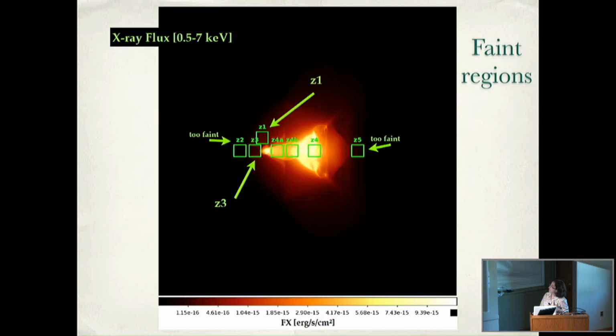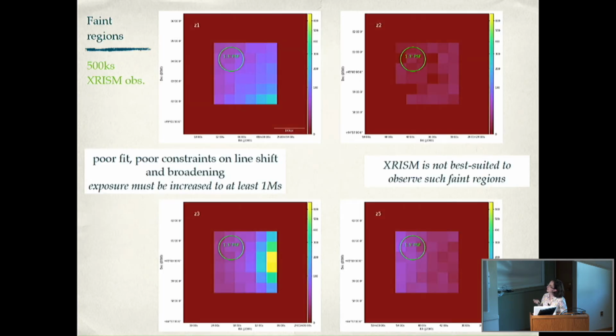About the faint regions, unfortunately, this is the theoretical X-ray flux map, and you see already by eye that they are one order of magnitude fainter than the bright part in the center. We did try, of course. A 100 kilosecond exposure is definitely not enough in this case, and 500 kiloseconds is not even enough. We tried to increase up to 1 or even 2 megaseconds just as an exercise, and of course this is not something realistic, so I will just move on and show the images.